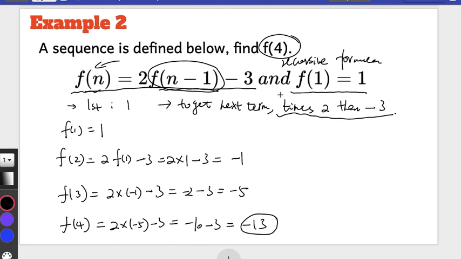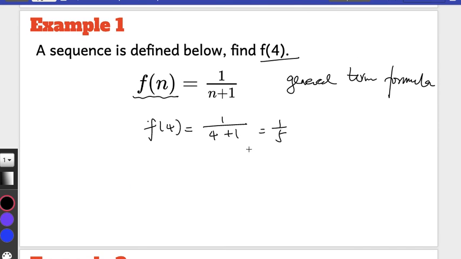A recursive formula tells us the relation between two consecutive terms, but a general term formula tells us how we use n, the index number, to indicate any random term.